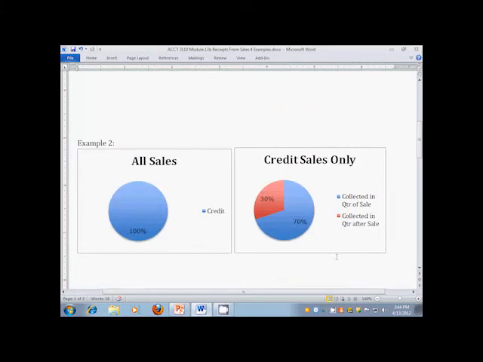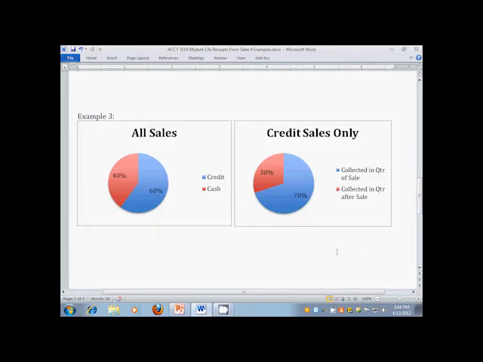Let's go to example 3. And in example 3, we have both credit and cash sales. So the circle on the left represents all sales with 60% credit, 40% cash. And on the right-hand side, we're just looking at those credit sales, and we're saying 70% is collected in the quarter of sale, and 30% comes in the next quarter.